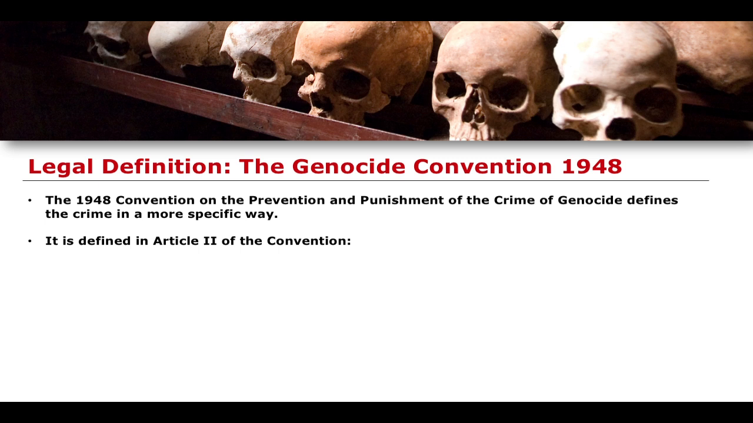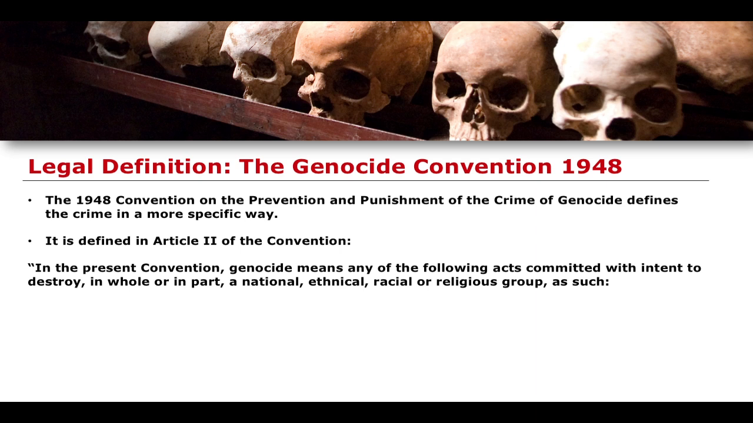It is Article 2 that defines the crime of genocide, and it defines it as follows. It says that in the present convention, genocide means any of the following acts committed with intent to destroy, in whole or in part, a national, ethnical, racial, or religious group as such. And then it starts to define the acts.